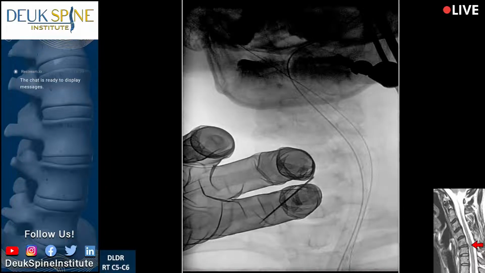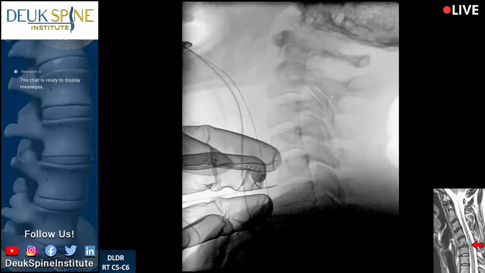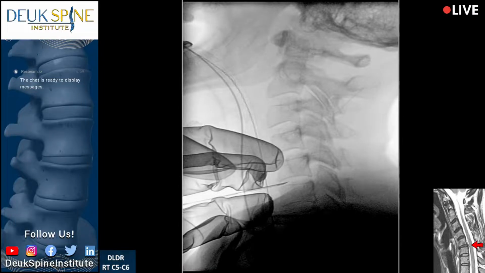Luis, am I at 5-6? Oh, you are at 5-6. That's perfect. Yeah, we're right there. Good. Lateral view. You can see between my fingers there's a spinous process of C5-C6. So I'm very happy with that. We're going to go into the disc space at this point. Shot. Yep. And get to the middle.